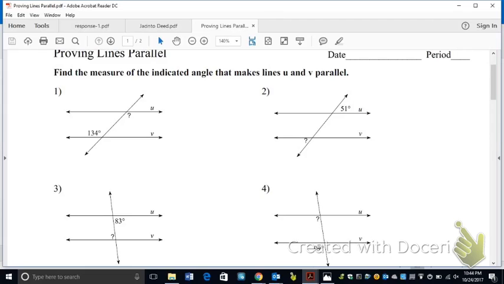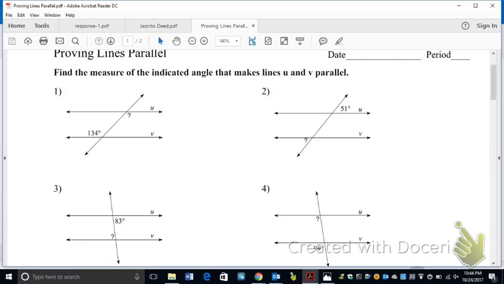So now what we're going to do is we're going to flip that around. So notice how the question is phrased. Find the measure of the indicated angle that makes lines U and V parallel. Now, I'm going to be honest with you. The math here is going to be exactly the same whichever way we do it. I'm just trying to get you guys to understand that fundamentally we're finding something different. We're saying that that angle could be anything. So if we look at number one, that angle could be anything. But only when it's one thing are U and V parallel. So what is that one thing?